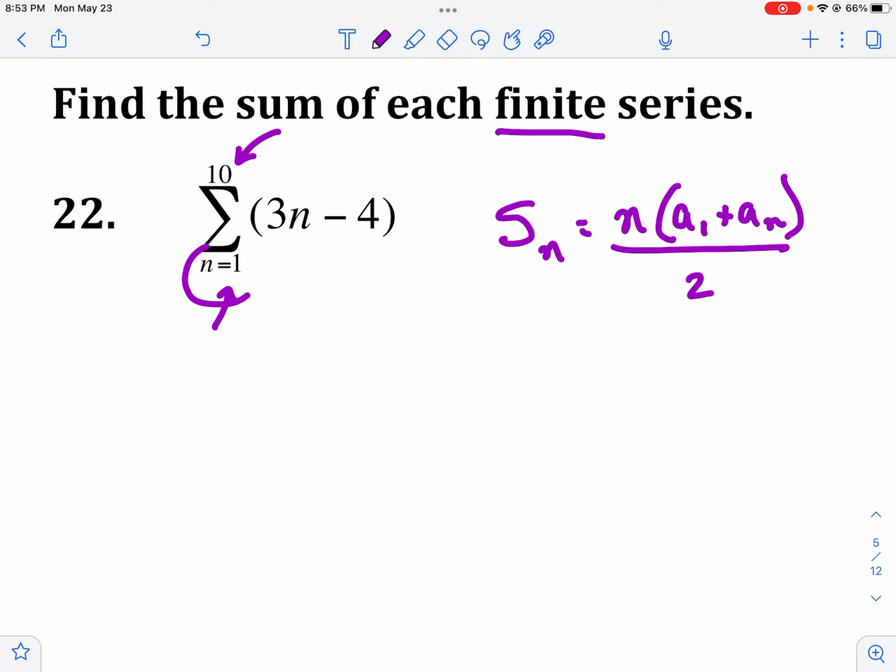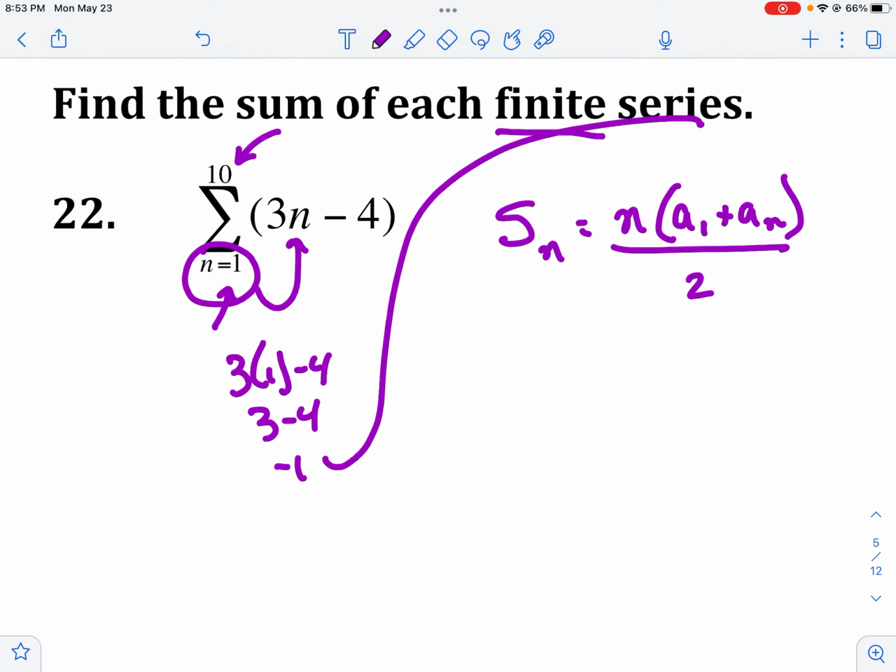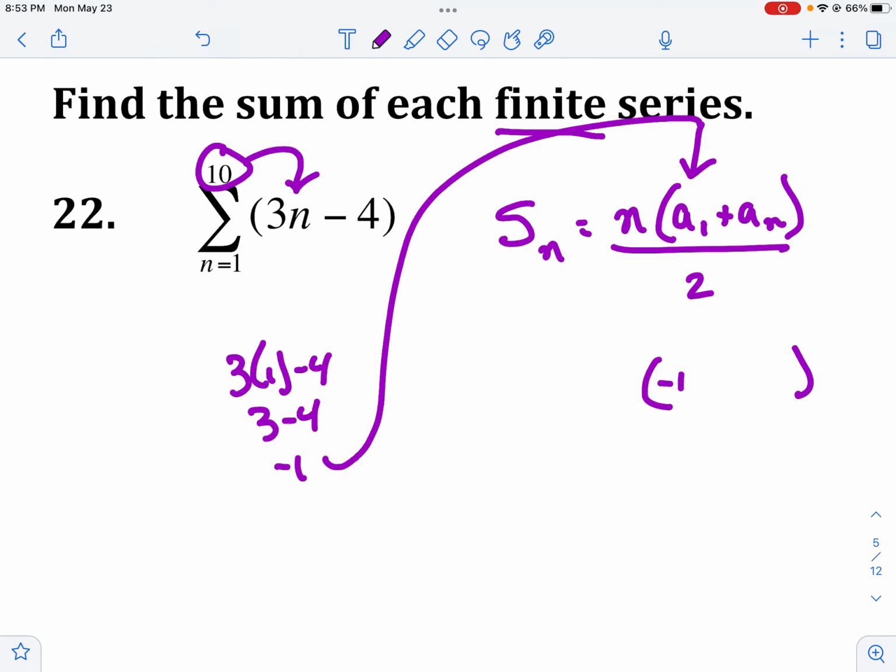I'm going to say if n equals 1, I'm going to put 1 in this place. So 3 times 1 minus 4. So 3 minus 4 is negative 1, and I'll put a negative 1 here. Now I'm going to say, well, the 10th term, let's clean some of this up. It's 10 later than 1, so 1, 10 of them.